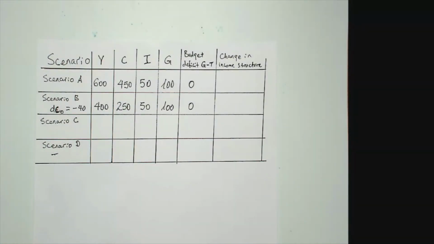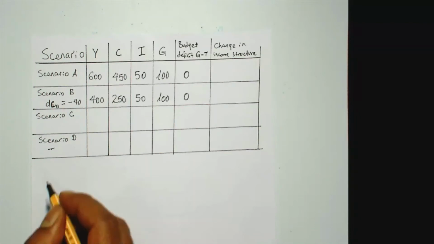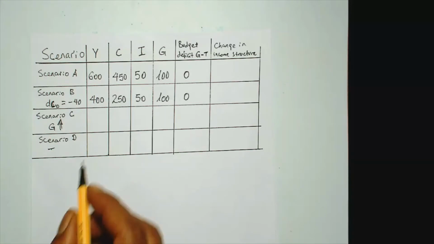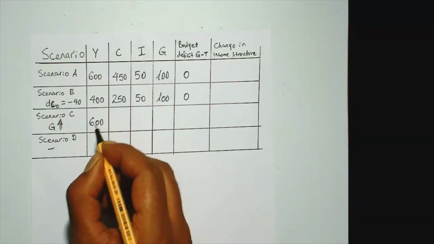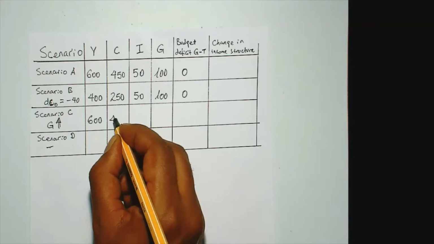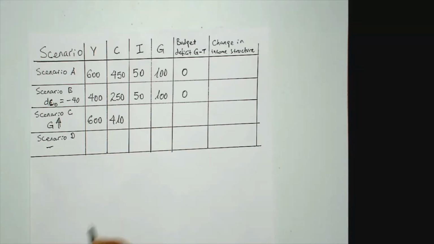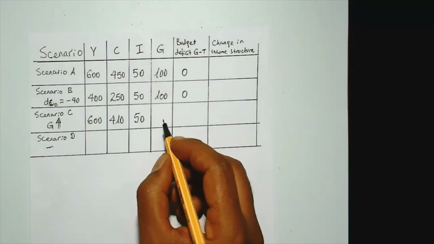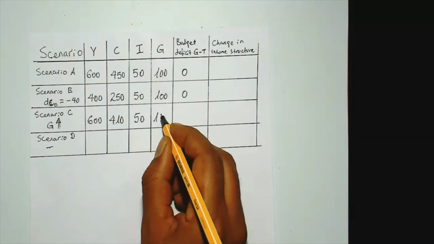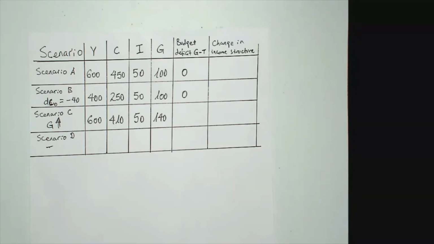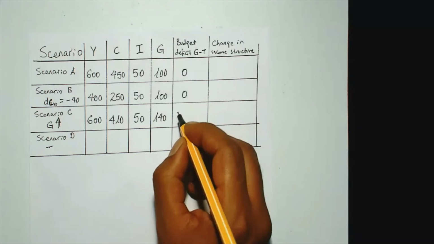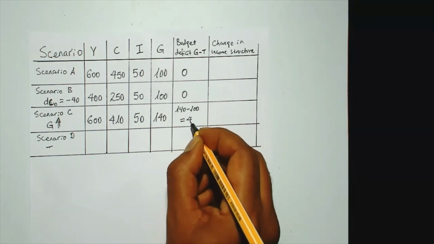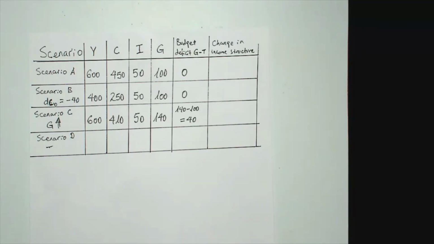Again, I will revert back to the table and fill in scenario C when government expenditure is increasing. Our income would be 600. Our consumption would be 410. Our investment didn't change, it would be 50. And government expenditure is now 140 units. And what would be the budget deficit? 140 minus 100, it would be 40 monetary units.